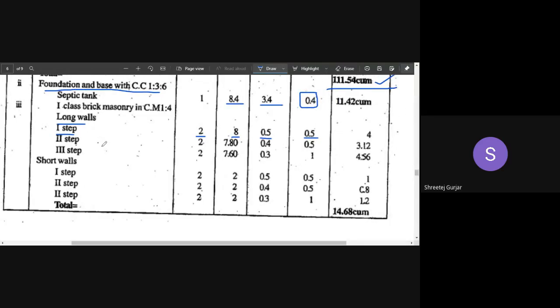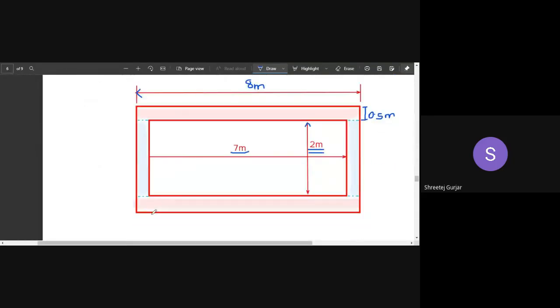Similarly, we will calculate for the second step and for the third step. For the second step, the wall is 40 centimeters in thickness, meaning it will be 7 plus 40 plus 40, that is 7.8. And for the short wall, it will be the same, 2 meters, no difference.